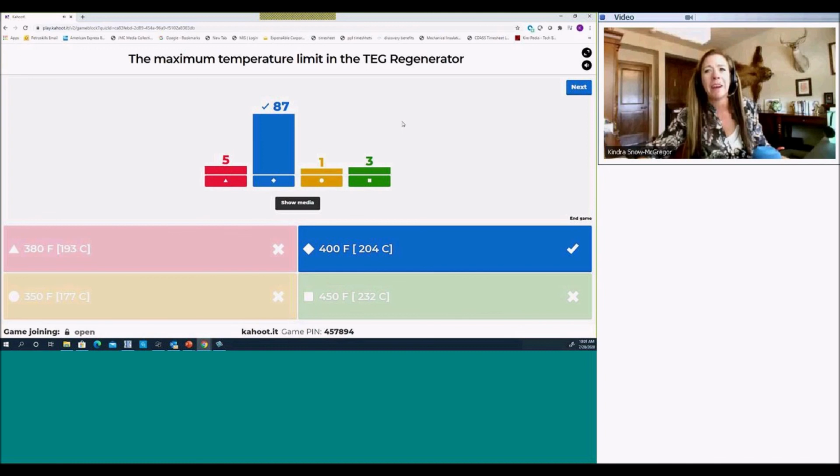All right, beautiful job, guys. Maximum temperature limit. This is in the bath. 400 Fahrenheit or 204 C.